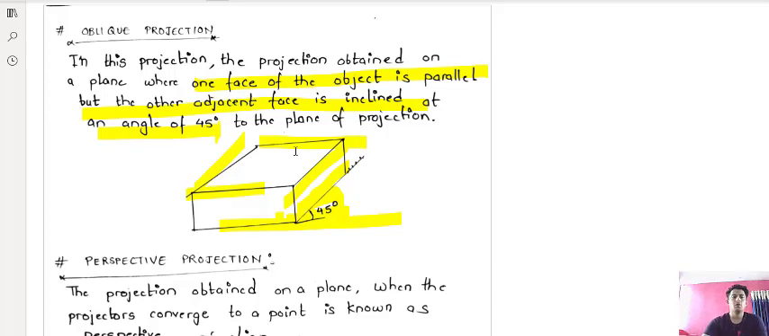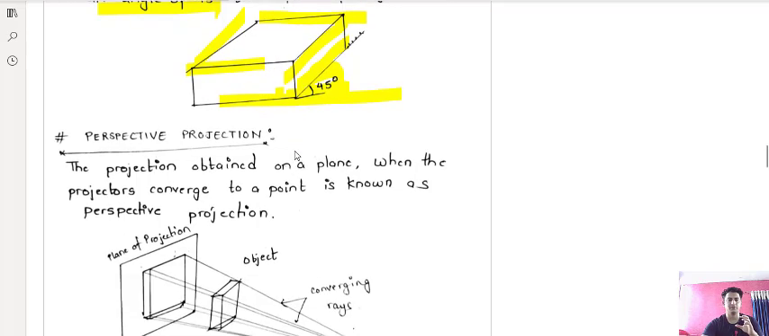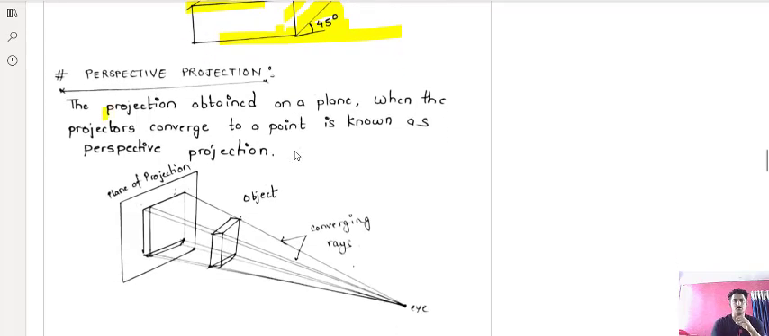Okay, now perspective projection. Perspective projection means the rays of sight converge at one point. The projection obtained on a plane when the projectors converge to a point. So you can see that these projectors are converging at one point. This type of projection is known as perspective projection, when the rays of sight are converging at a point.